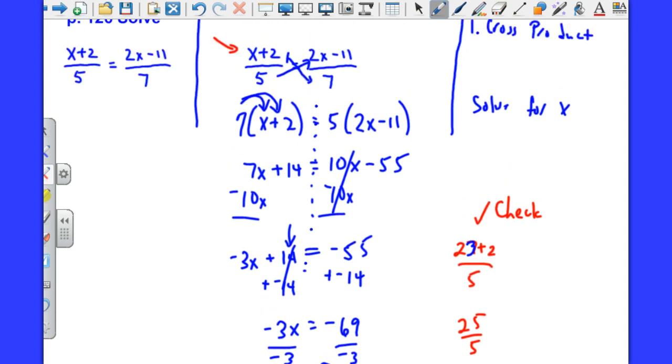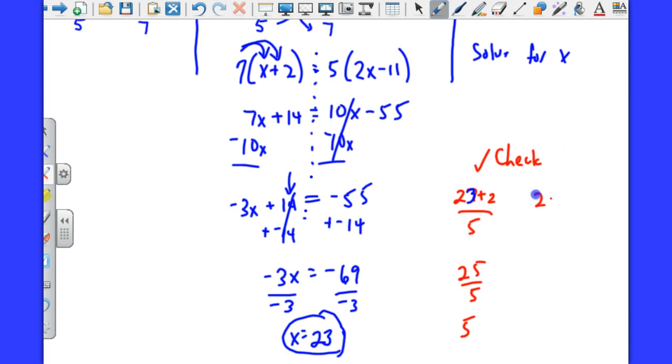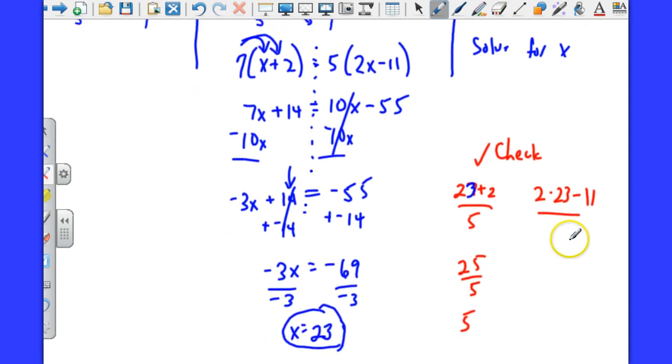Now let's take that 23 and put it into the other side over here. 2x minus 11, so 2 times 23 minus 11 all over 7. That works out to be 2 times 23 is 46. Take away 11 is 35. Divided by 7 is 5. Now we're happy because we just proved that 23 is the solution there. So that's part 1.